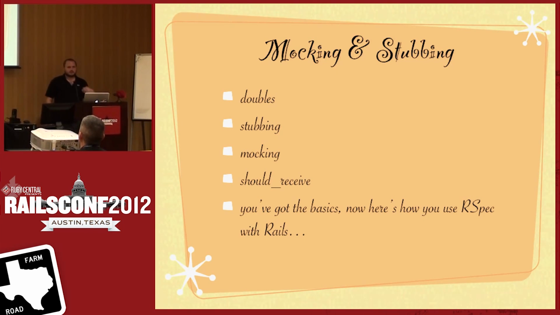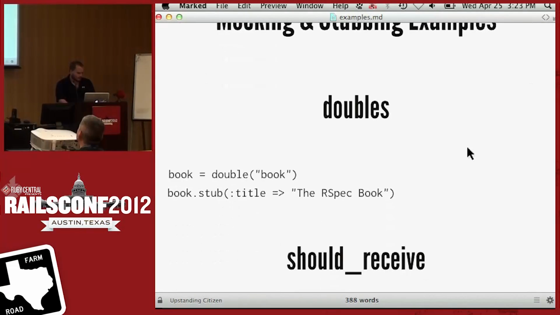They call them doubles. Now doubles can be mocks or stubs, and you can muddy the language all you want, but it comes down to whether you're just stubbing out some value, or you're saying, I'm expecting some particular object will receive some message when I run this test. So I'll just show you some more code here.